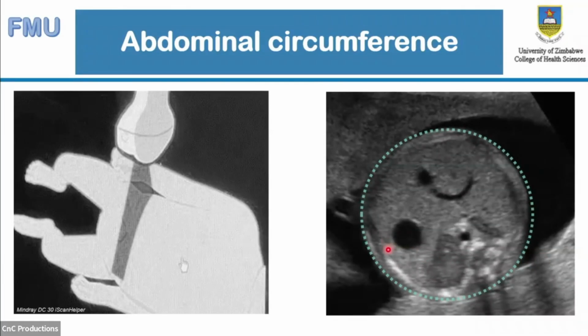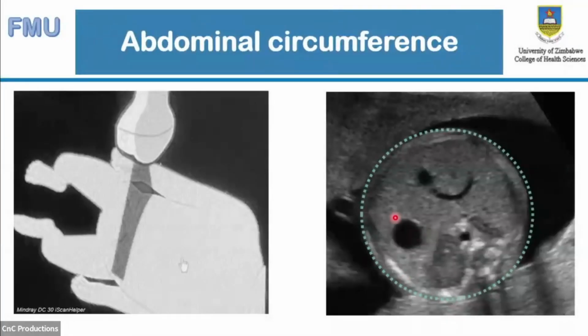So we want to see a complete rib. We want to see the adrenal gland. We want to see the stomach bubble, and we want to see the umbilical vein as it enters the portal sinus. So these are the structures that we expect you to see for you to measure the abdominal circumference. Then our measurement should also include the skin.